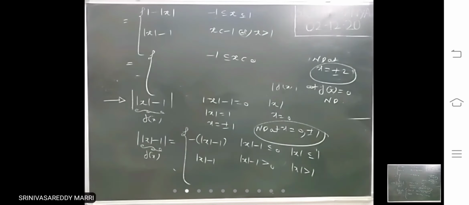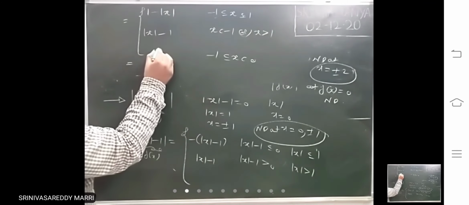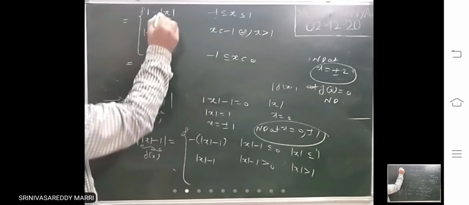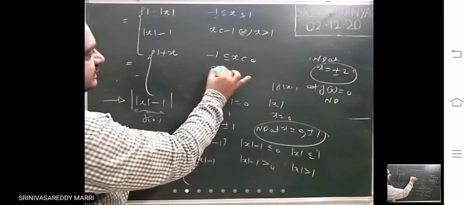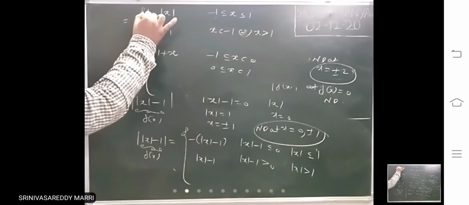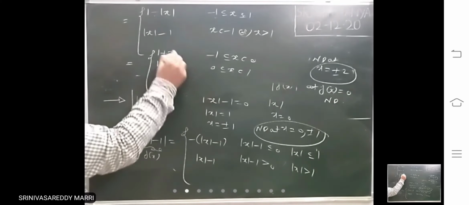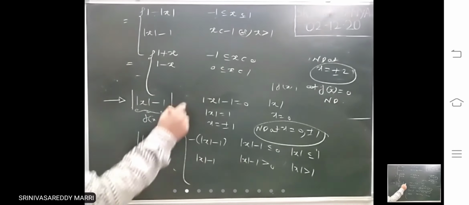Negative interval I am dividing. So in minus 1 to 0, modulus x is what? Minus x. That means minus of minus x plus x. So then from 0 to 1, 0 to 1 means positive. That means 1 minus x. That means this definition will be 1 plus x here and 1 minus x here.